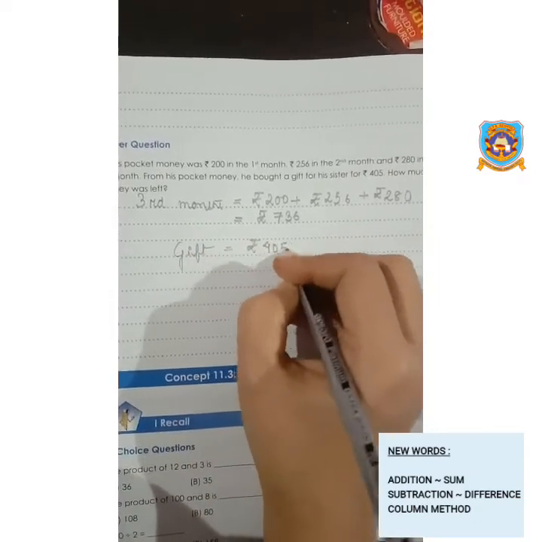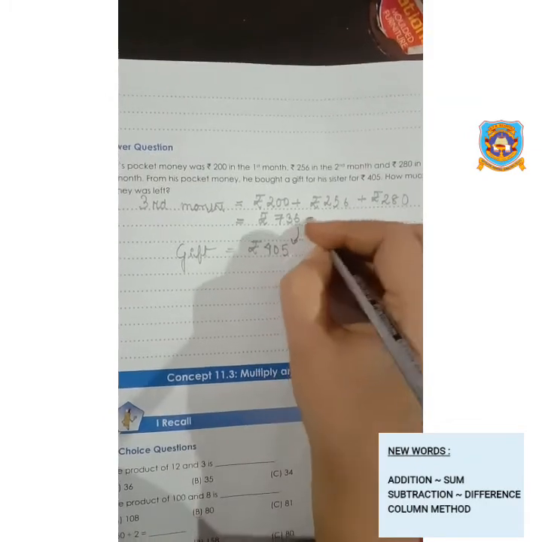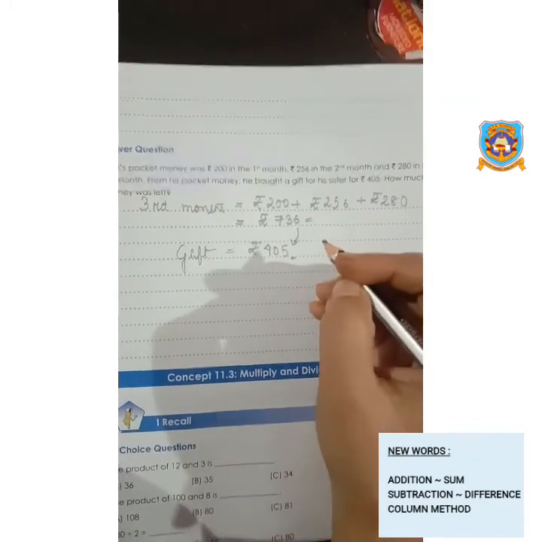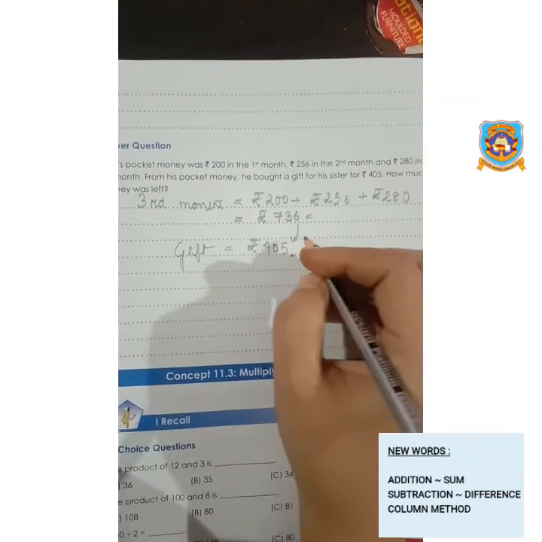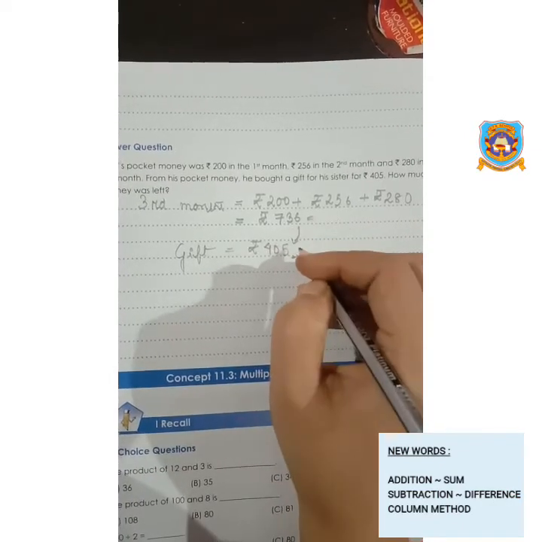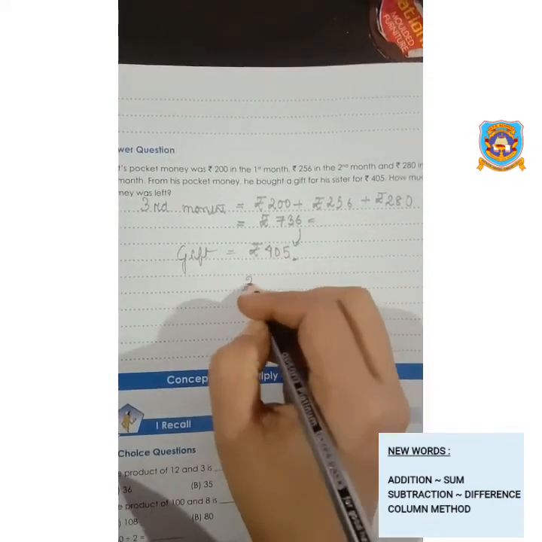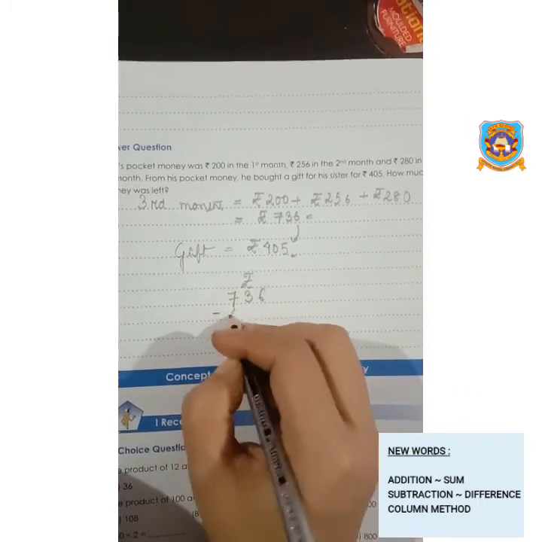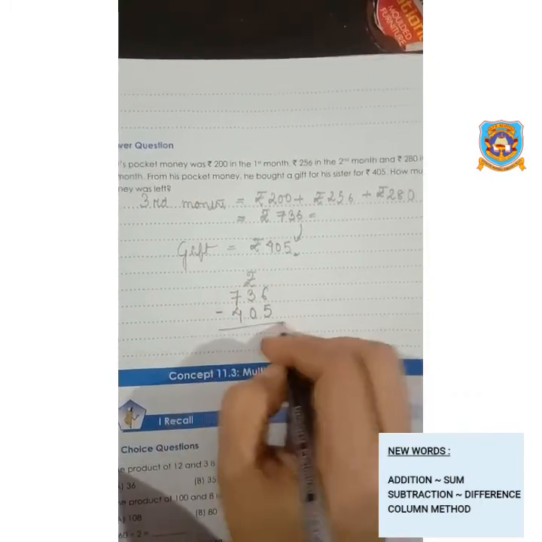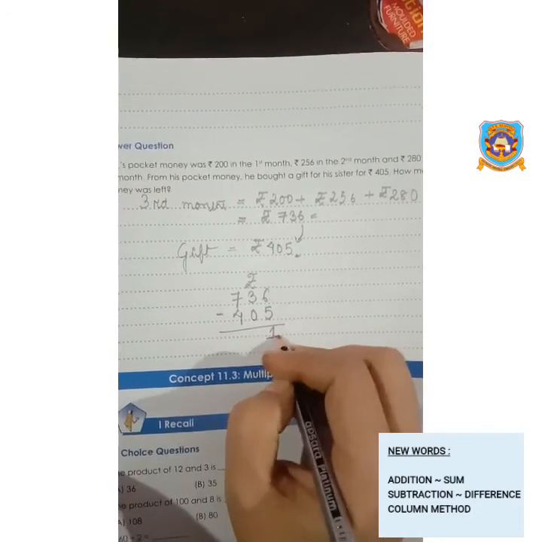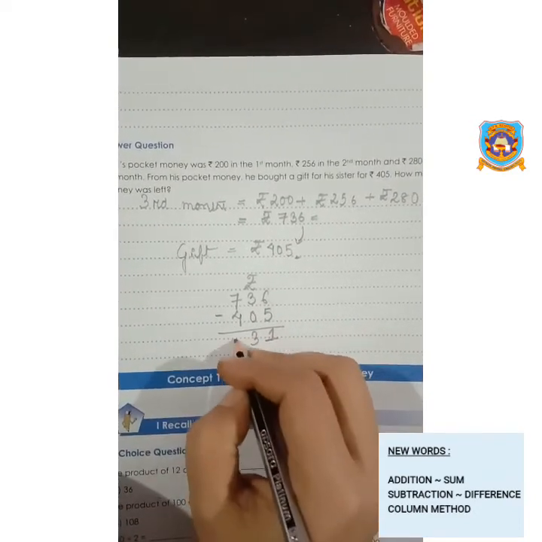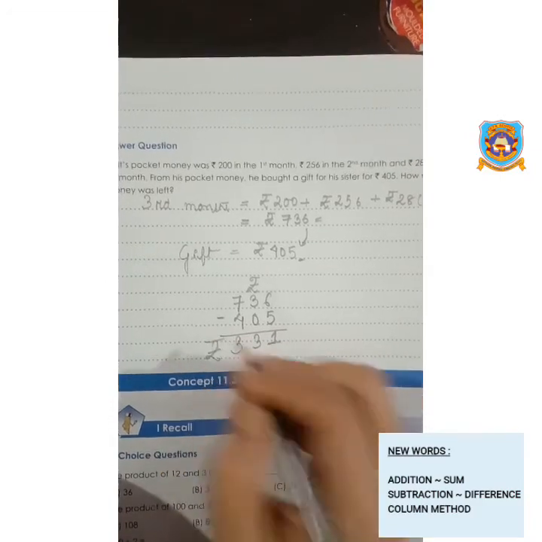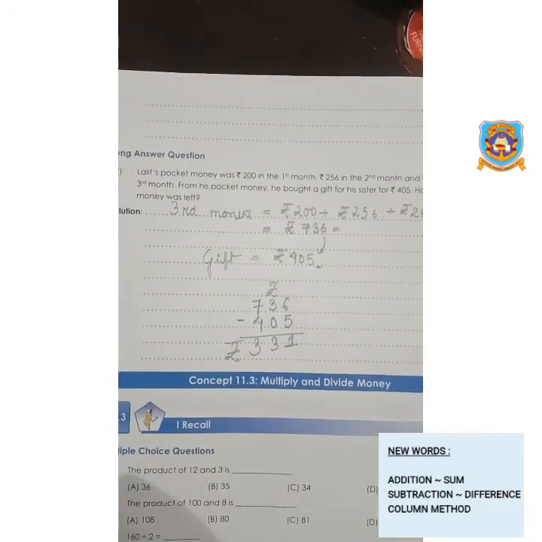So from his saving he bought a gift. This is his saving and this is the amount he spent on buying a gift for his sister. So after buying the gift, how much is left with him? So what we have to do, make the rupee column, 736 minus 405. Okay, 6 minus 5, 1, 3, 7 minus 4, 3. So this much amount is left with Lalit after saving and buying the gift.